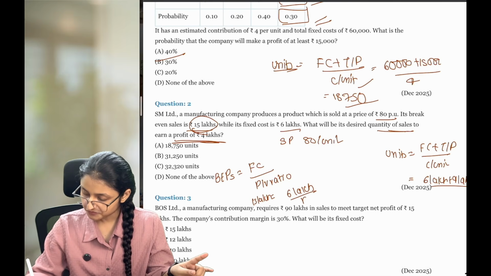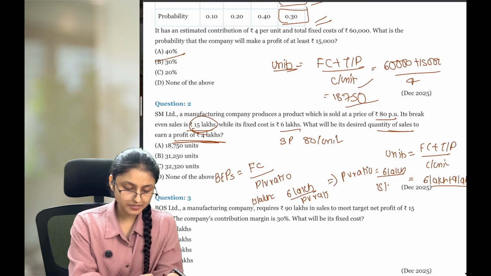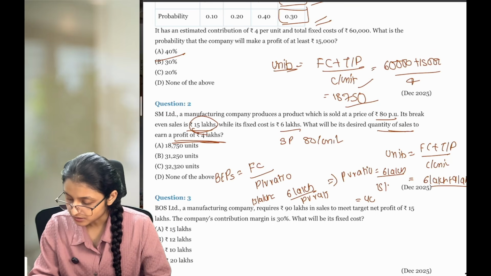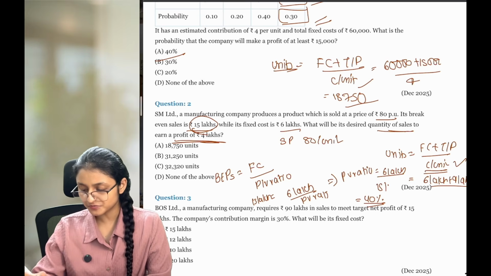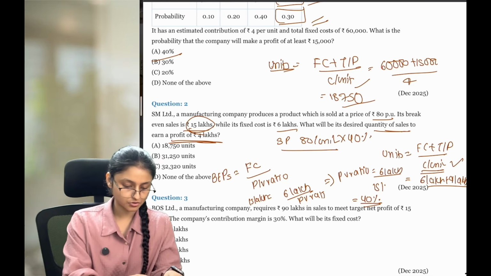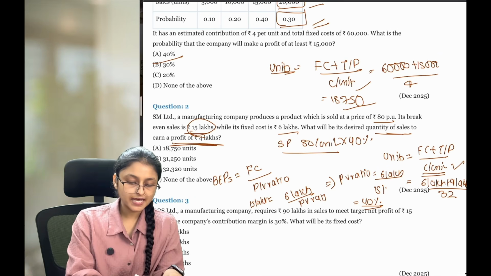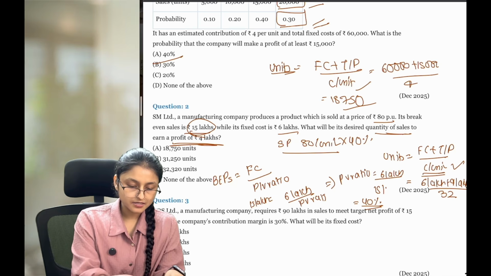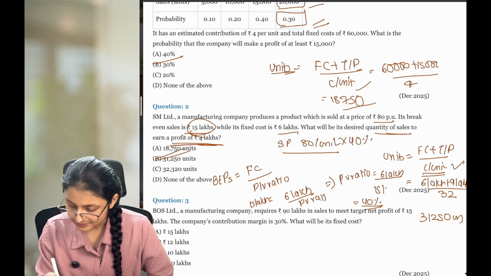So with the help of this, we can calculate PV ratio. PV ratio is equal to fixed cost upon break-even point sales. So 6 lakh divided by 15 lakh is equal to 40%. 40% is PV ratio. We want contribution per unit. How to calculate contribution per unit? You already know selling price per unit. Just multiply this with 40% of PV ratio. This will give you 32 rupees as contribution. So 10 lakh, 6 plus 4 is 10 lakh, divided by 32 is equal to 31,250 units. And this is your answer.